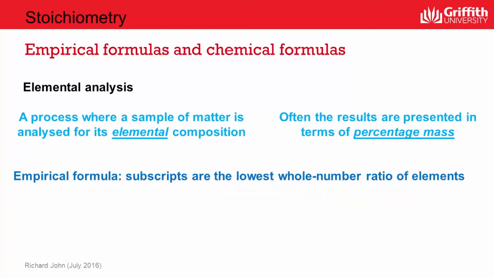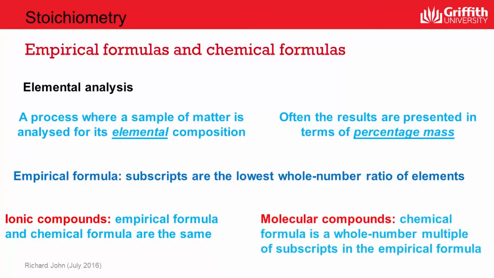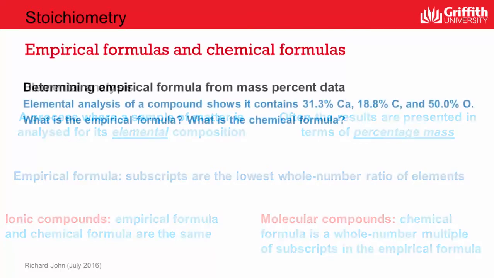It's a chemical formula where the subscripts are in the lowest whole number ratio of the elements involved in that particular compound. We should also remind ourselves that for ionic compounds, the chemical formula is already written in the lowest whole number ratio of all the elements involved, and so the empirical formula and the chemical formula are the same for ionic compounds. Now that's not the case for molecular compounds, where the chemical formula is a whole number multiple of the subscripts involved in the empirical formula.